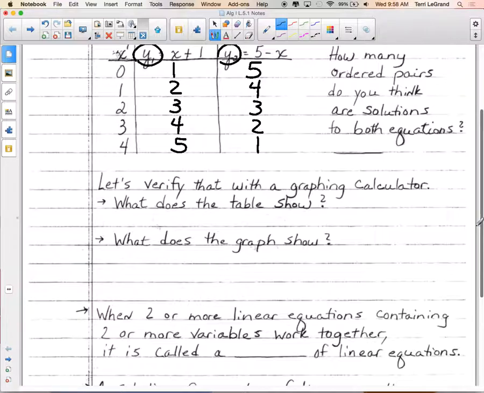Anybody got a solution for the two equations here yet? One that would make both of them true? Or in other words, an x value that when you plug it into either equation, it should do what? Give the same y value. So the same x value and same y value work in both of them. It satisfies both of them. You don't think there is one? No? Okay.